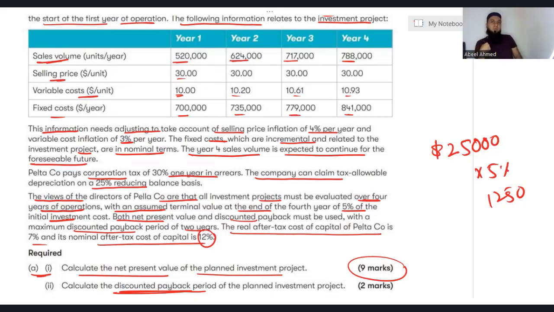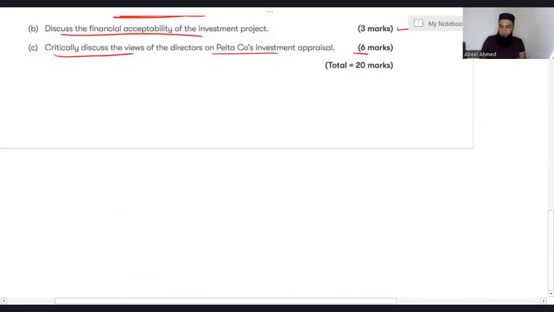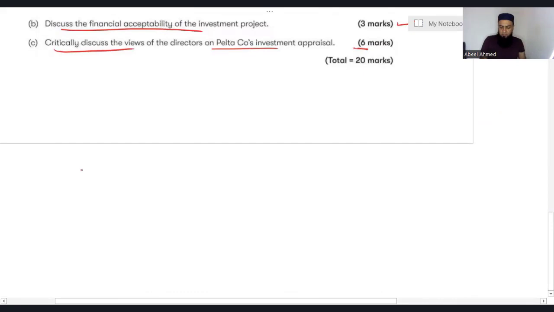Since we are supposed to incorporate inflation to the selling price as well as to the variable cost, and fixed cost is already inflated, fixed cost is already in nominal terms. So since all the cash flows will be in nominal terms, that is why you have to use the discount factor which is nominal. So let me first show you the working relating to the selling price.